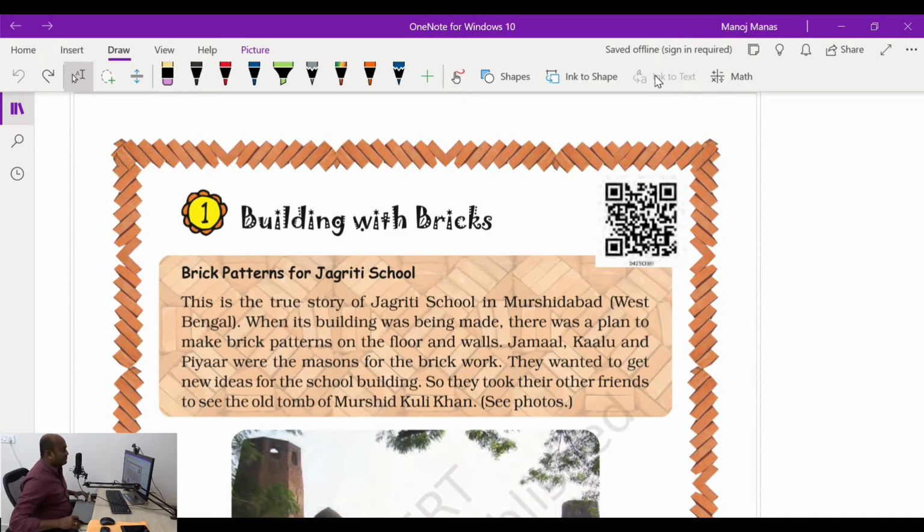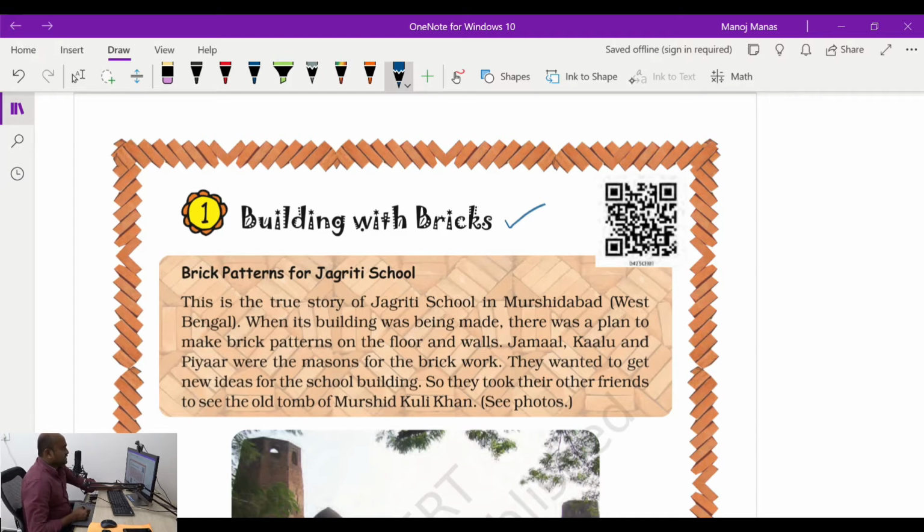This is for 4th class mathematics. If you look at the screen here, the first chapter of this textbook is Building with Bricks. There is a QR code, and if you install a QR code application on your smartphone and scan it, you will get this PDF on your mobile, and you will also get some online resources from NCERT.